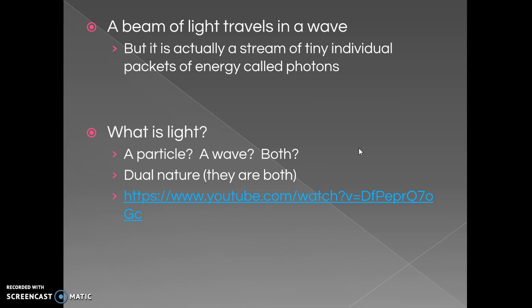If you're talking about it in terms of photons, then you have to look at it as a particle. If you're talking about it in terms of waves, then you have to look at it as a wave. It just depends upon what you want it to be, in what relation you're talking about it. So it can be both, and it is both. And I'm going to show you this video clip that's really going to confuse you, but we're going to talk about the dual nature of light.